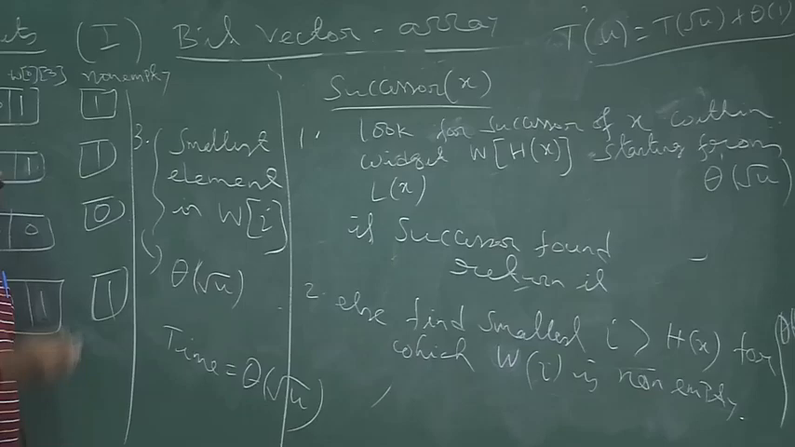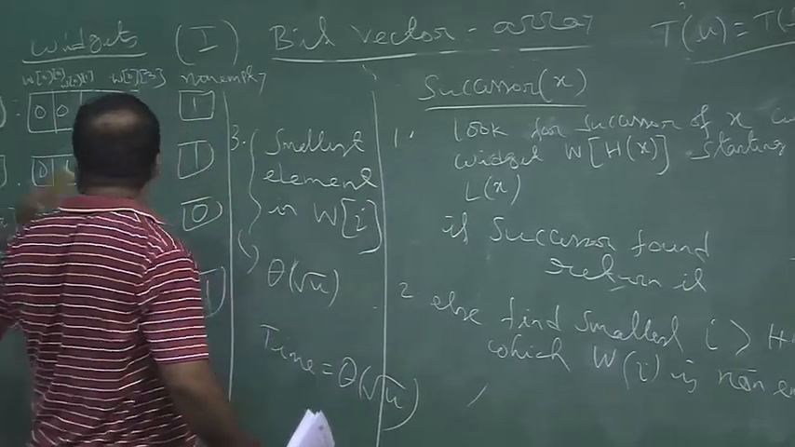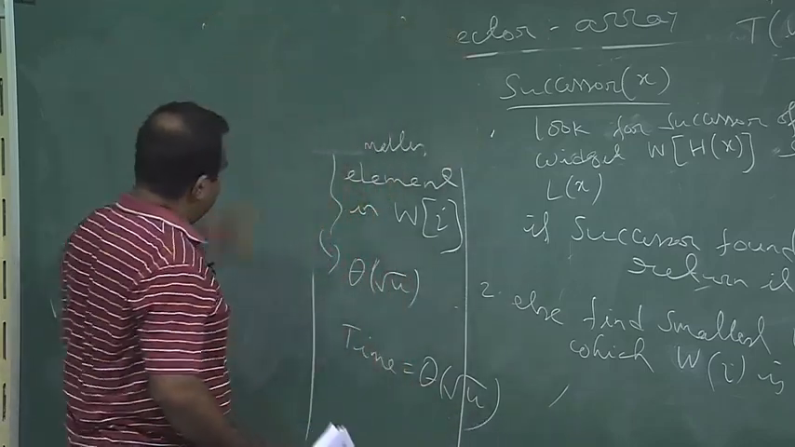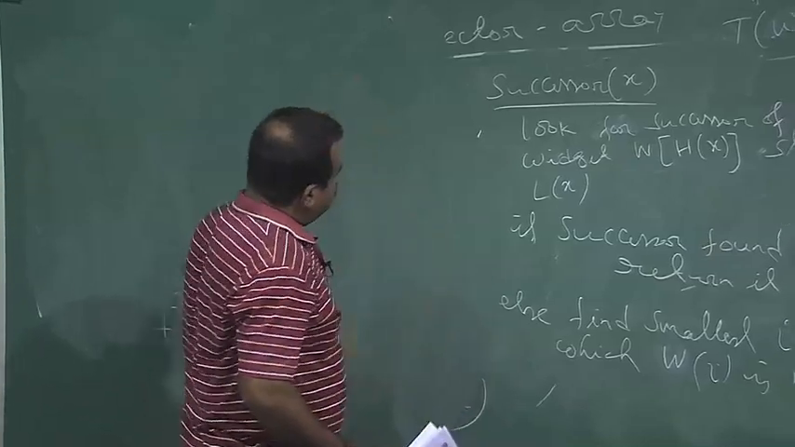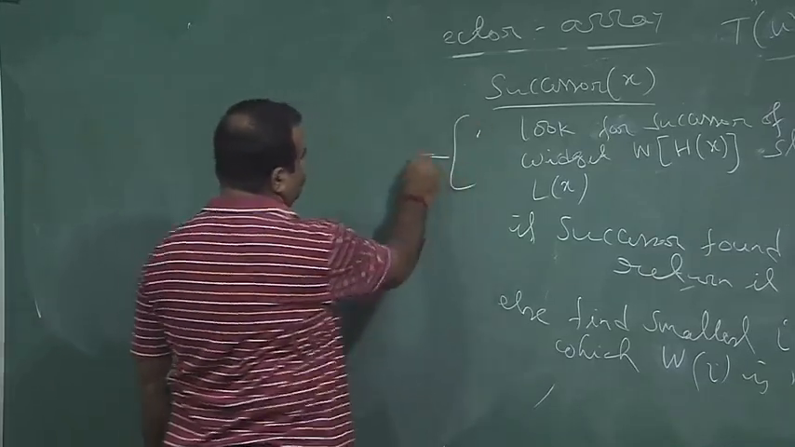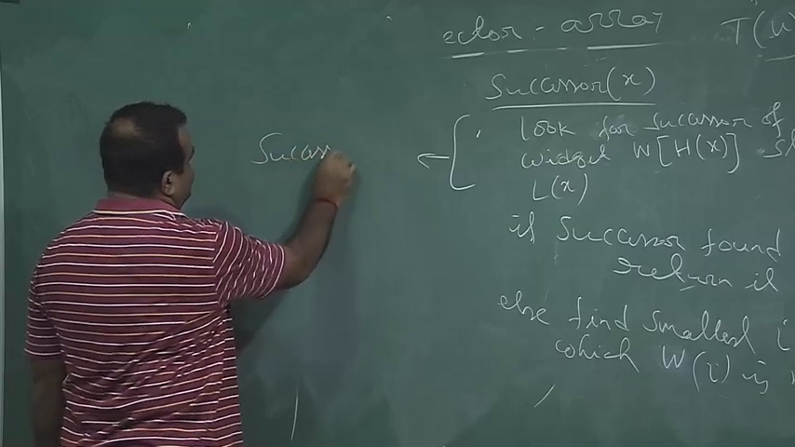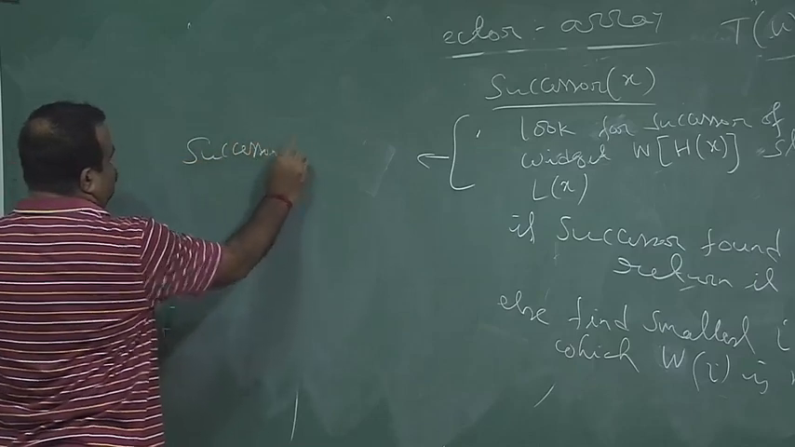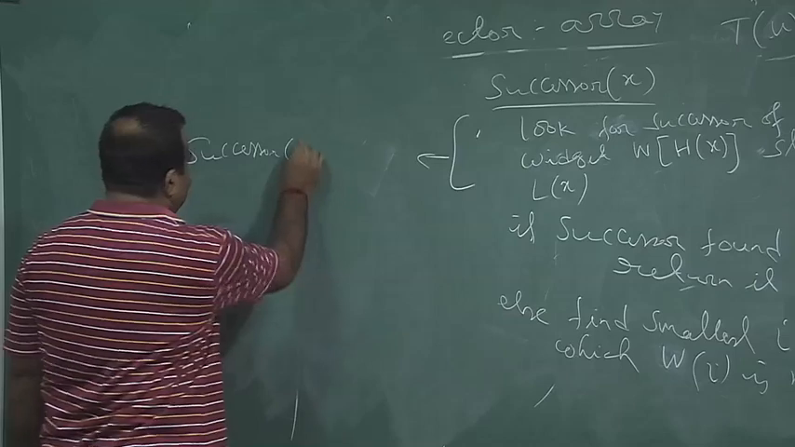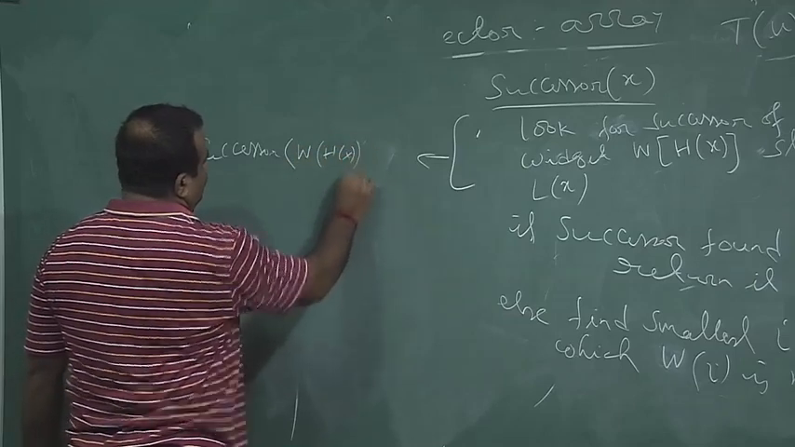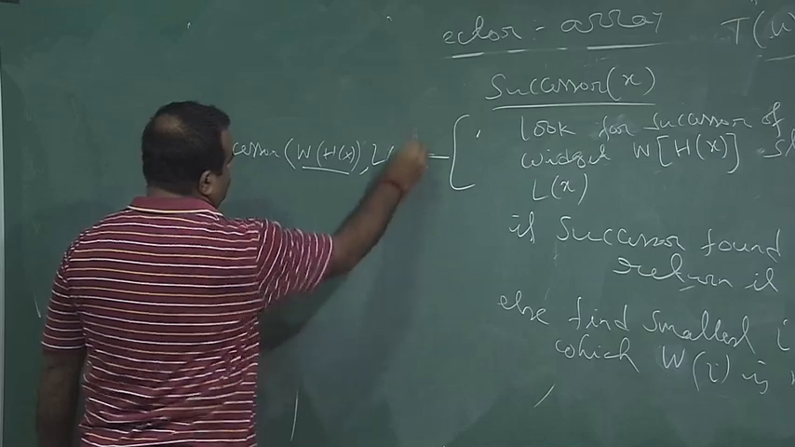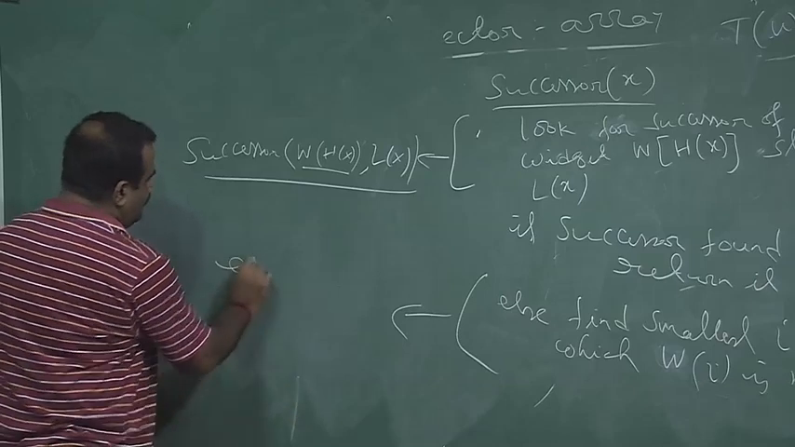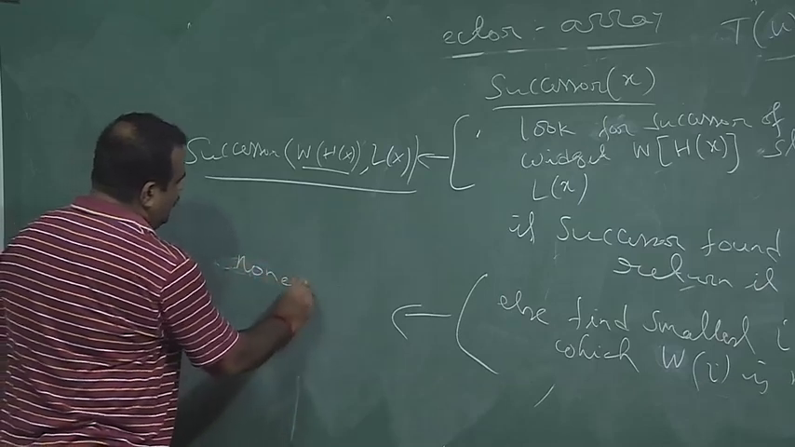So, we need to have a recursive call for this algorithm. Can you define a recursive call for this? What is the recursive version of this algorithm? So, this is basically successor of x in the widget W of h of x, in this array after low of x. So, this is a successor call, and here also this is a successor call, on that non-empty array.